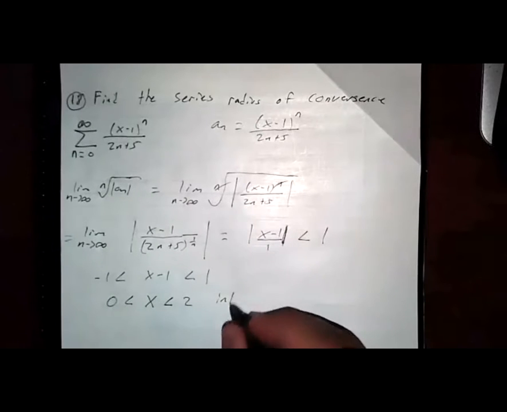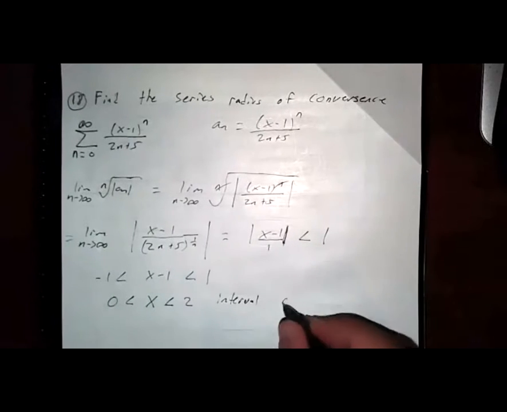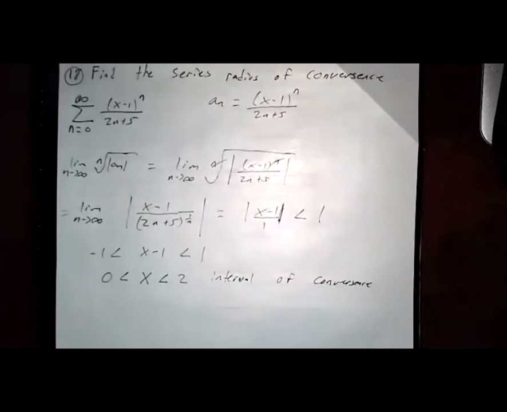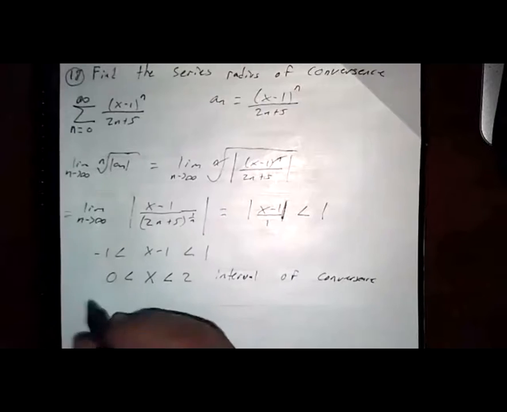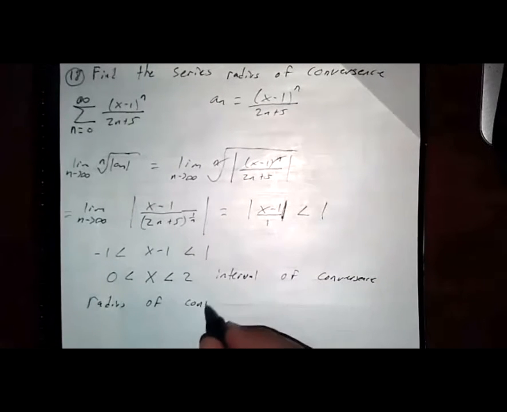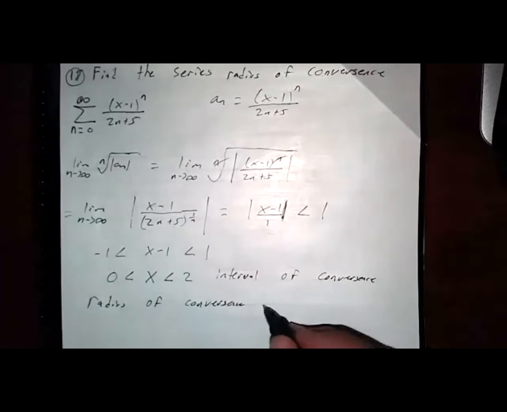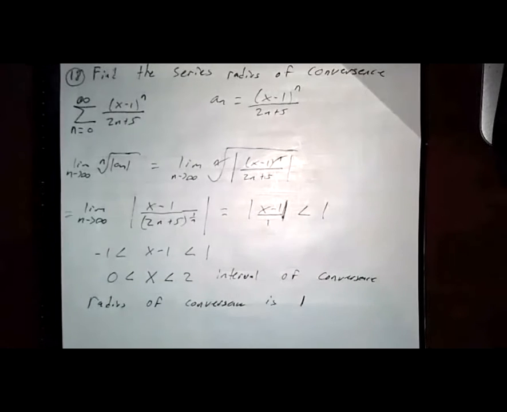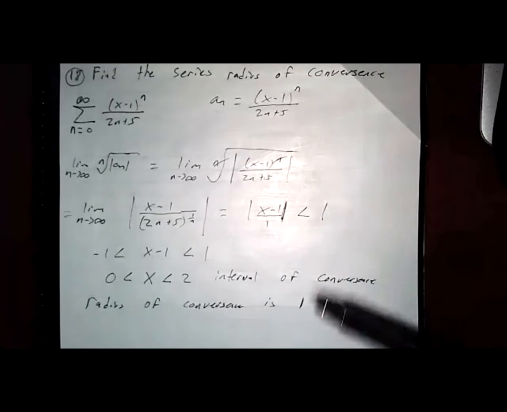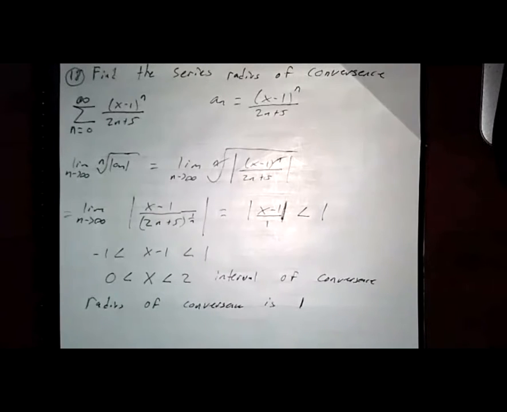So this is the interval of convergence. We did not test the endpoints, but since it only asked for the radius, we don't have to. The radius of convergence is 1. This is the work I want to see to determine why it's 1. Okay. Are there any questions as to how we got there for the power series?